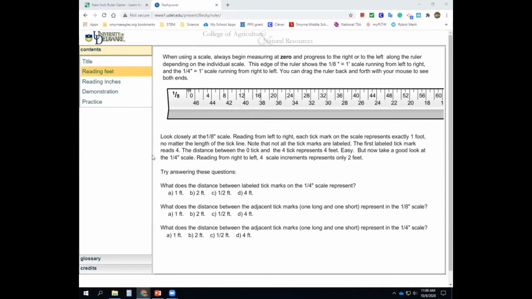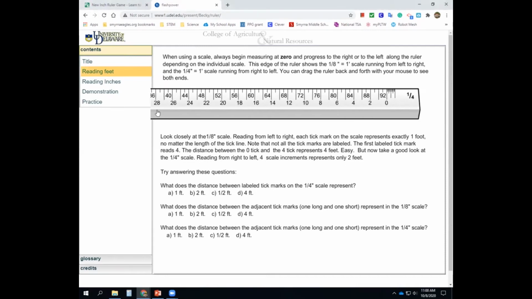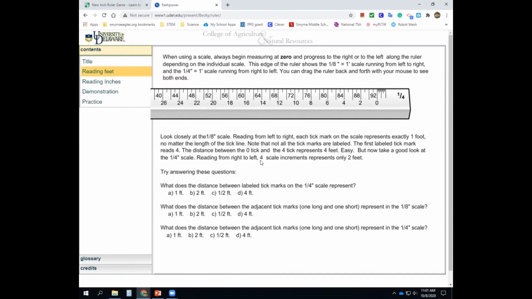Now take a look at the 1/4 scale. So we slide this over. Reading from right to left, 4 scale increments represent only 2 feet.